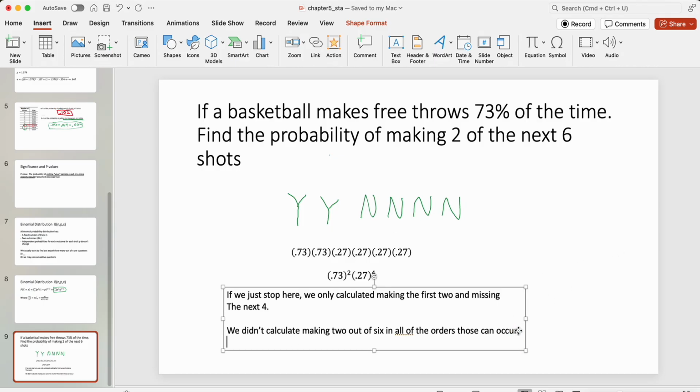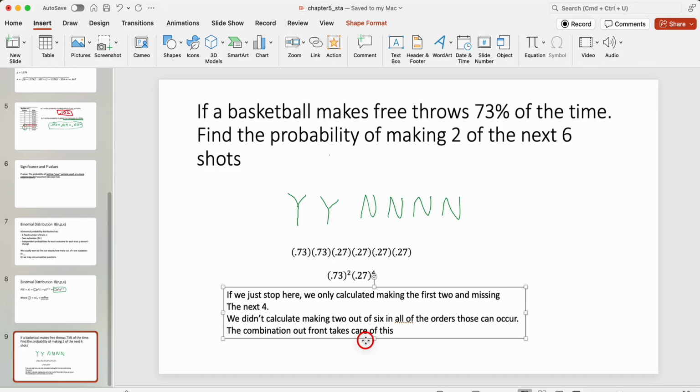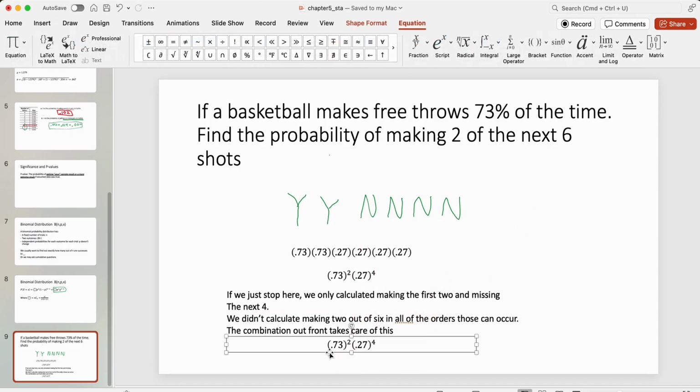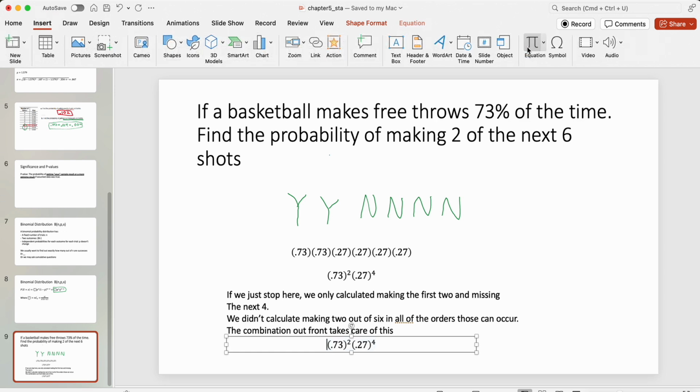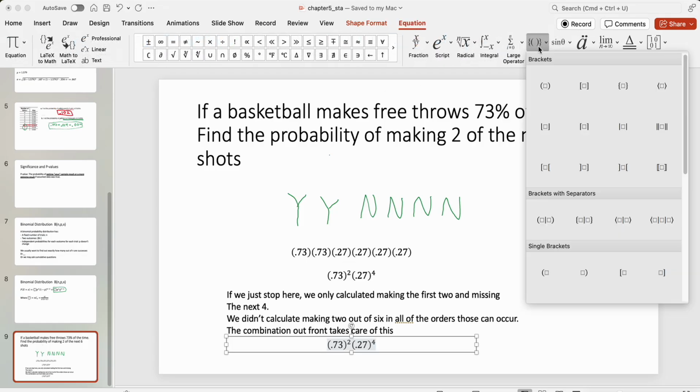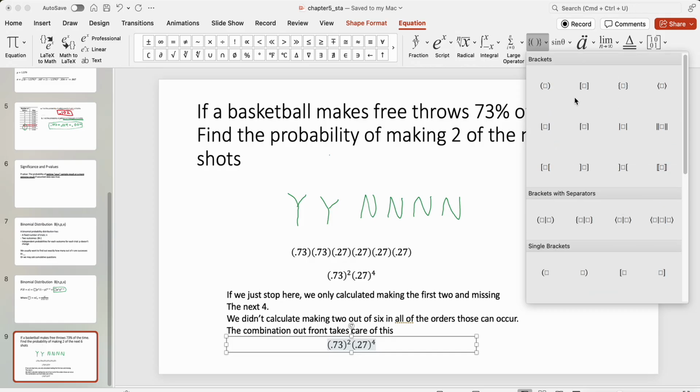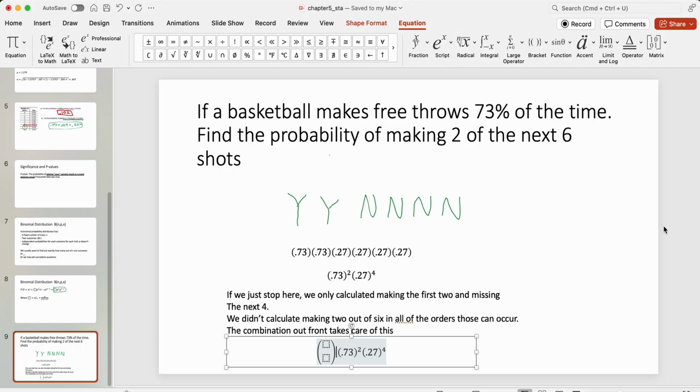And so the last thing to say is the combination out front takes care of this. In other words, that combination is going to do that heavy lifting for us, and we're going to write it down down here. So now what I really need is I'm going to write it like this. Let me get my equation tools back out. Let me get the brackets. I'm going to use that lazy bracket because I can't really write the nCx easily on here. I don't know why it's not showing up. There it is. So I'm going to write the 6 choose 2.